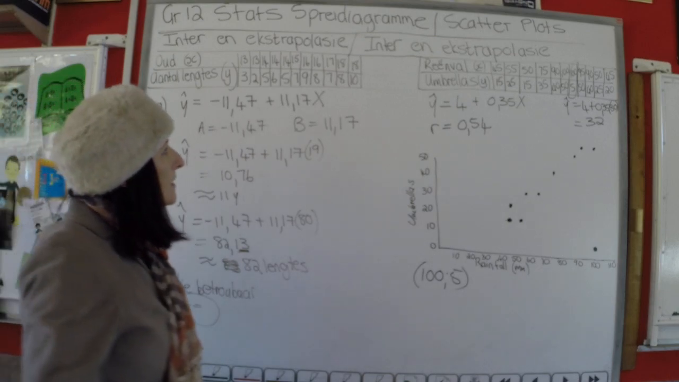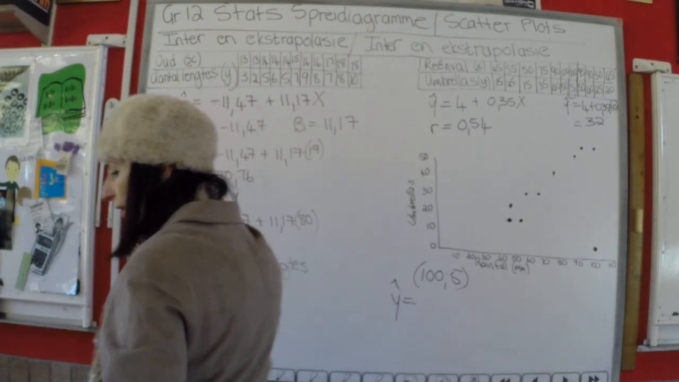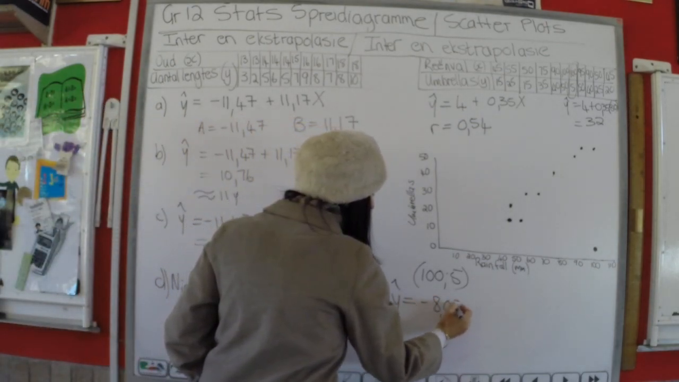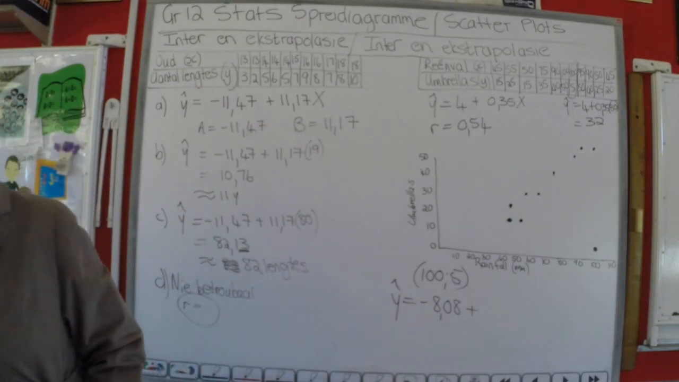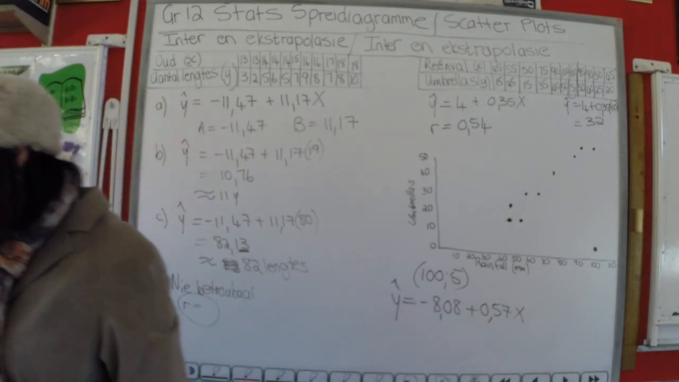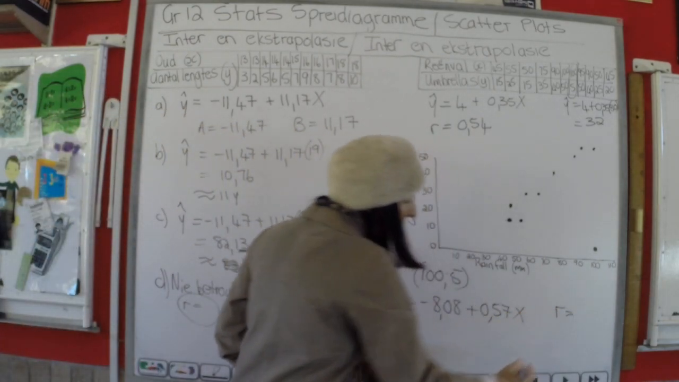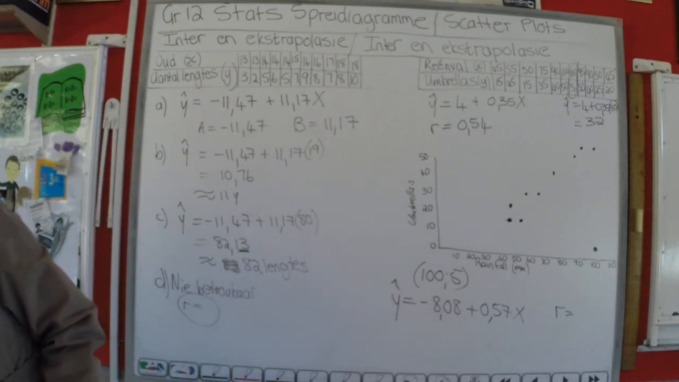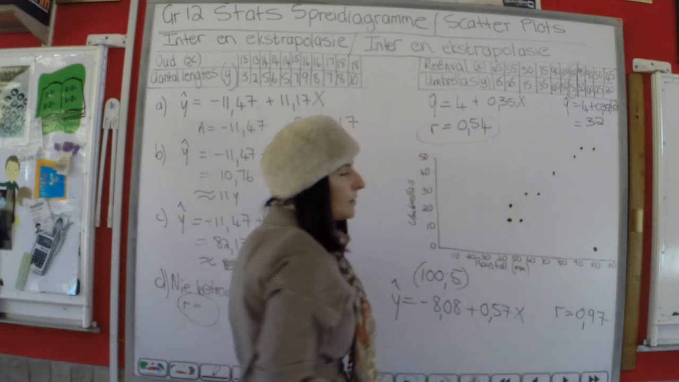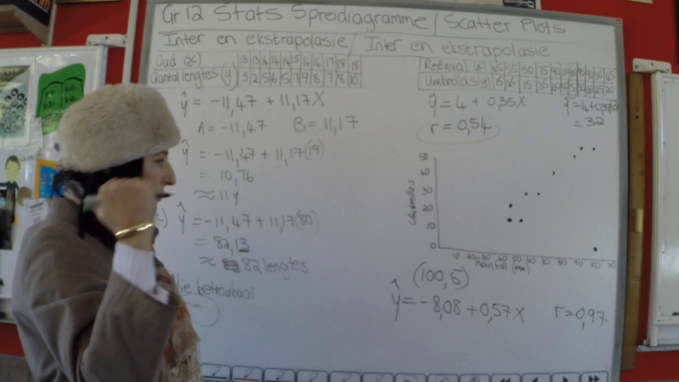So hoe gaan nou my regressielyn se vergelyking nou lyk? As jy daai 105 uithaal, dan is my nuwe regressielyn vergelyking minus 8,08 plus 0,57x. Dis my nuwe regressielyn vergelyking en my nuwe korrelasiekoëffisiënt is dan ook nie meer so swak nie. Hy is 0,97. Kan julle sien hoe die korrelasiekoëffisiënt daar gelyk? Hy was swak, né? That was not a very good correlation coefficient according to the previous lesson.